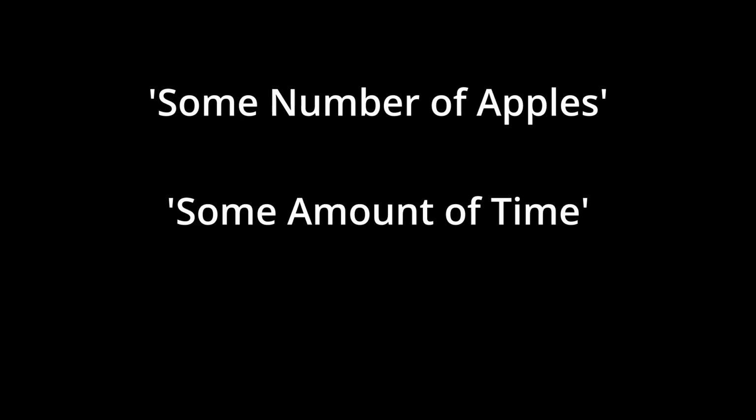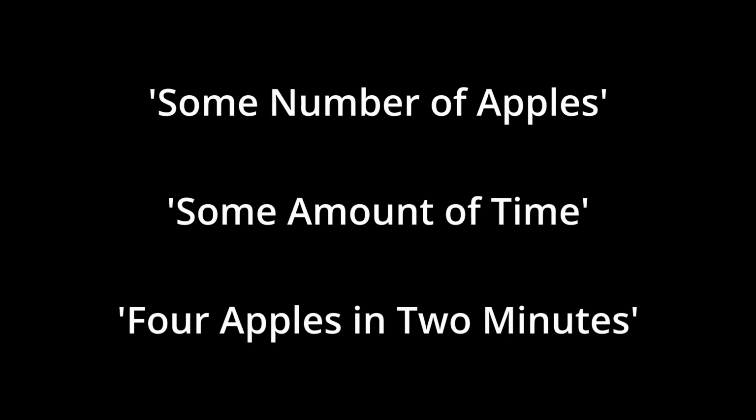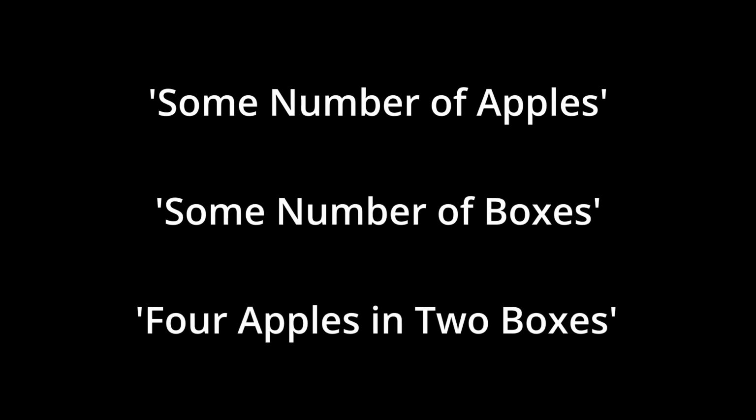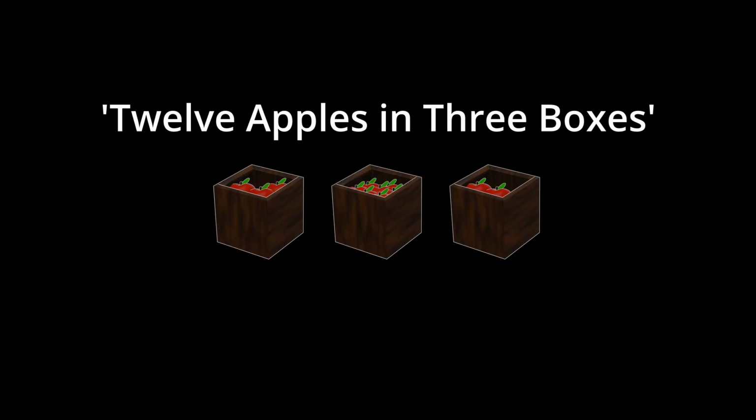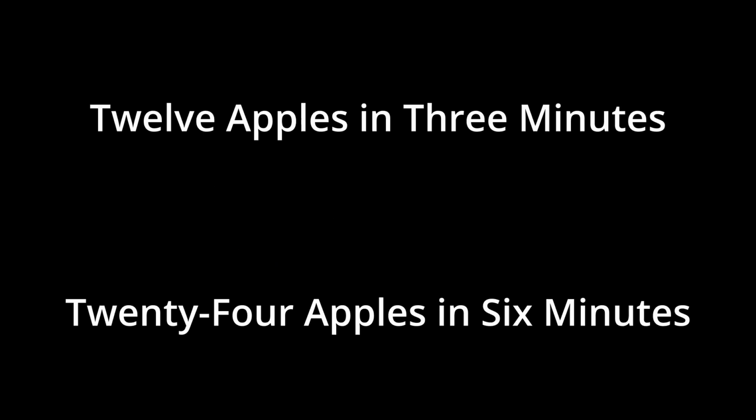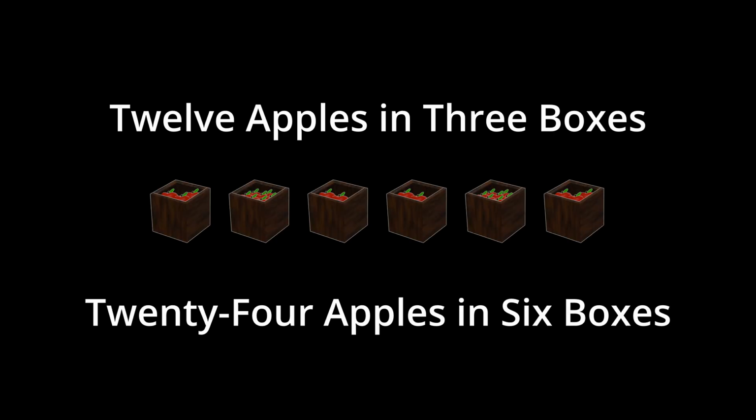I've been thinking just in terms of apples and time, but there's no reason I couldn't use other things as part of rates. I could use the same language to talk about apples in boxes, for example, and say something like, I'm storing apples in boxes at a rate of 12 apples in 3 boxes. In the same way that I've been saying that a rate of 12 apples in 3 minutes means that I would gather 24 apples in 6 minutes, I could say that a rate of 12 apples in 3 boxes means I would have 24 apples in 6 boxes.